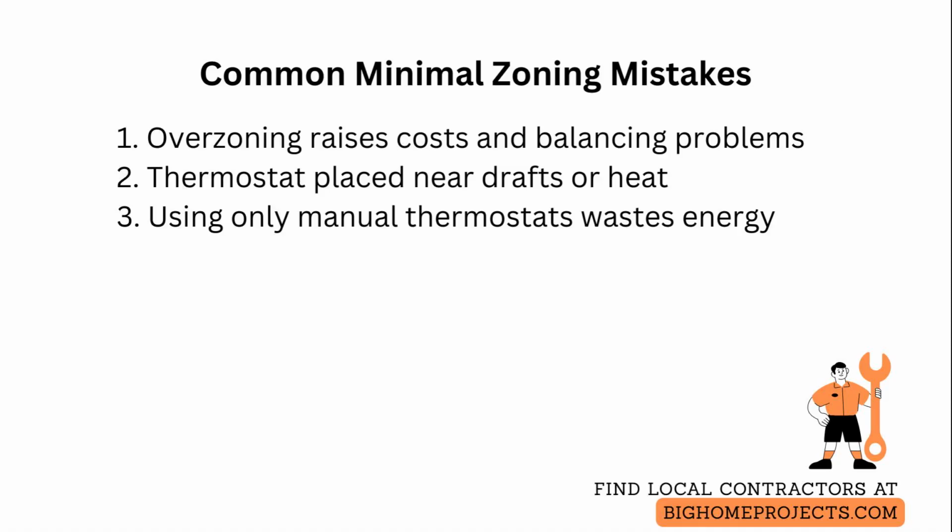Common mistakes include overzoning by trying to control every room, which raises installation and maintenance costs and creates balancing problems. Keep zoning to essential groupings and rely on occupant behavior and fans for fine-tuning.